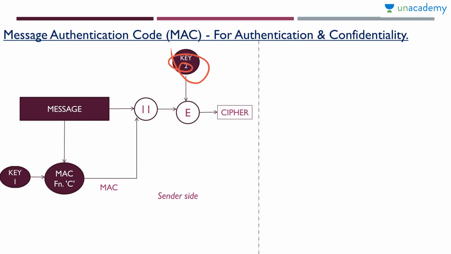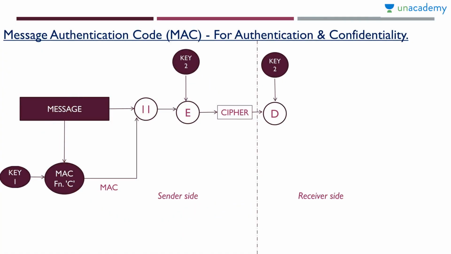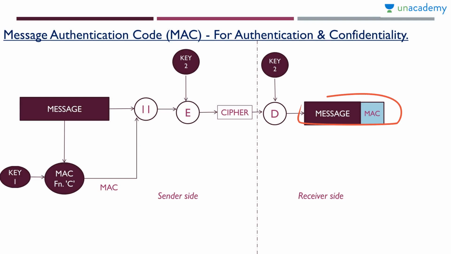So this is what happens on the sender side. Next we'll pass the cipher to the receiver. Now at the receiver side, he'll have the decryption algorithm and the same key 2. He'll take this cipher and key and apply them to the decryption algorithm, and the output will be message plus MAC, isn't it? This message plus MAC will be there.